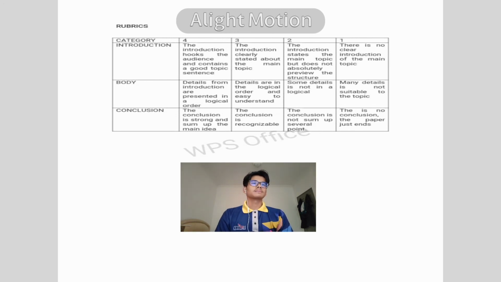For the body, 1 mark is many details are not suitable to the topic. 2 marks, some details are not in logical order. 3 marks, details are in logical order and easy to understand. 4 marks is details from the introduction are presented in logical order. So the last is conclusion. For 1 mark, there's no conclusion. The paper just ends without a conclusion. For 2 marks, the conclusion does not sum up several points. 3 marks, the conclusion is recognizable. The 4 marks is the conclusion is strong and sums up all the main ideas.